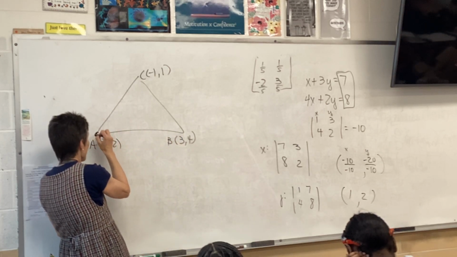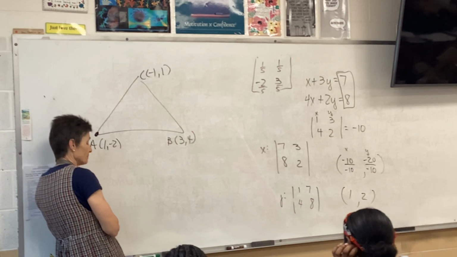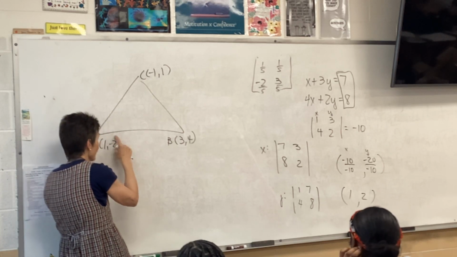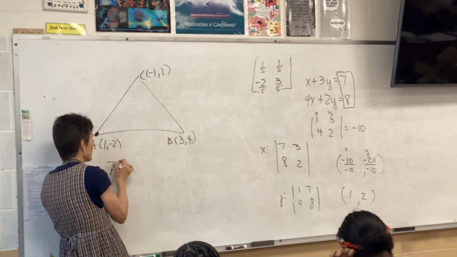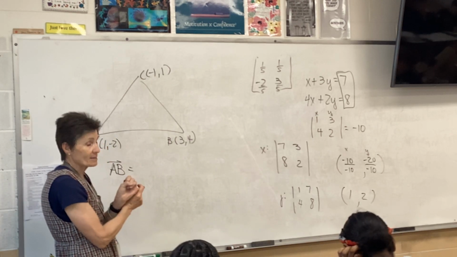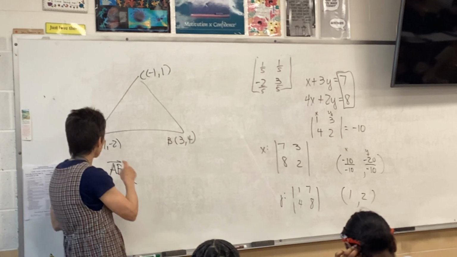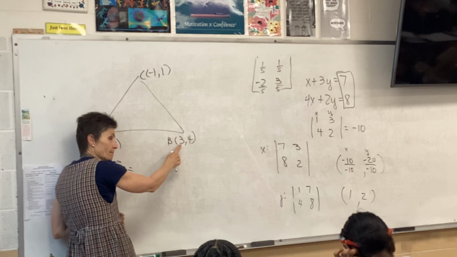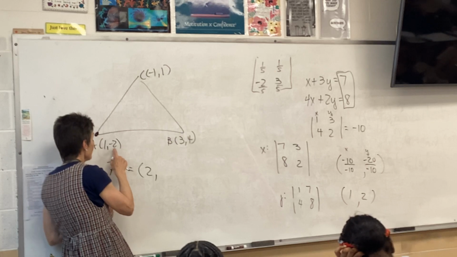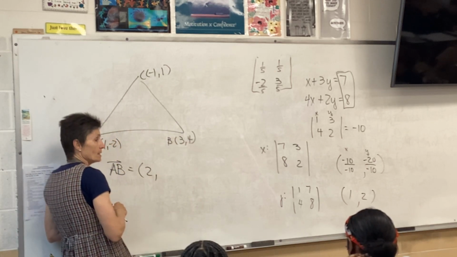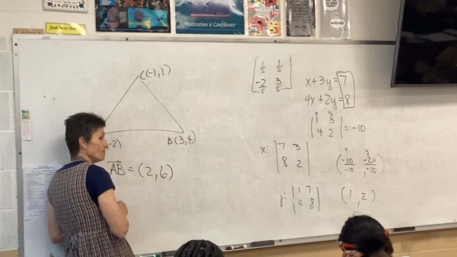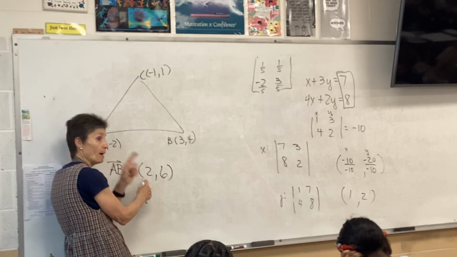So I'm gonna start right here at angle A. You can start wherever you want, any angle, it doesn't matter, I'm gonna start with A. And I'm going to figure out the directed distance from A to B. It's called a vector, and I wanna know what direction, positive or negative, and how far. So if I go from 1 to 3, that's positive 2 for X. If I go from negative 2 to 4, that's positive 6 for Y. So the directed distance from A to B is, I go right 2 and up 6.